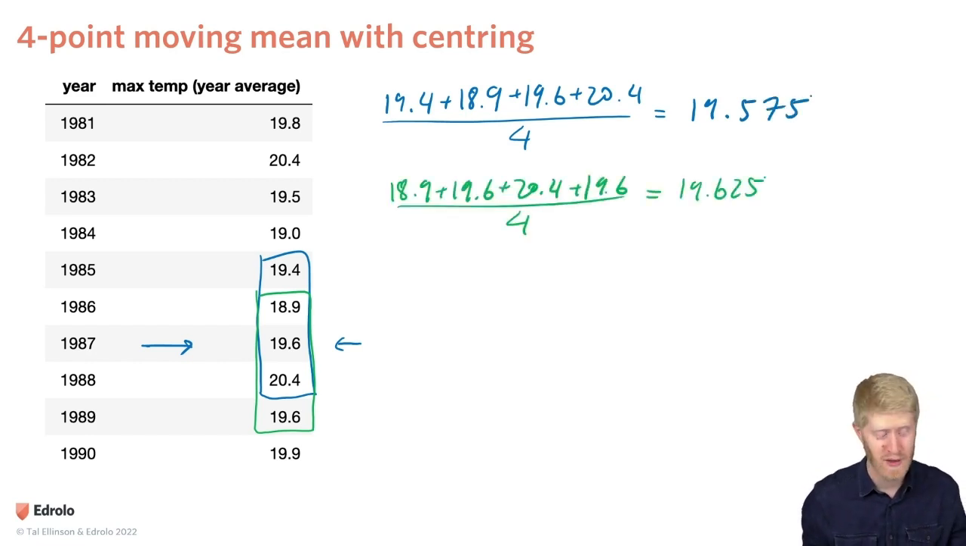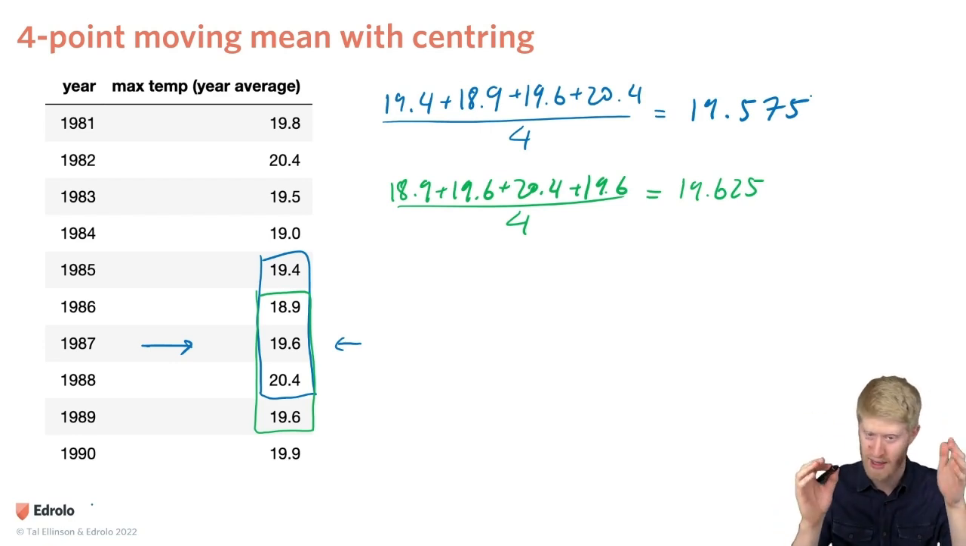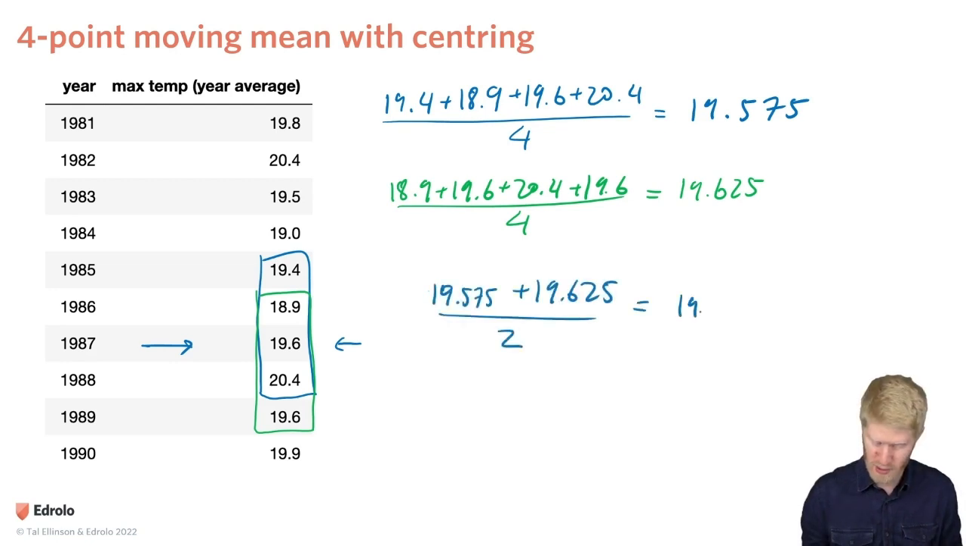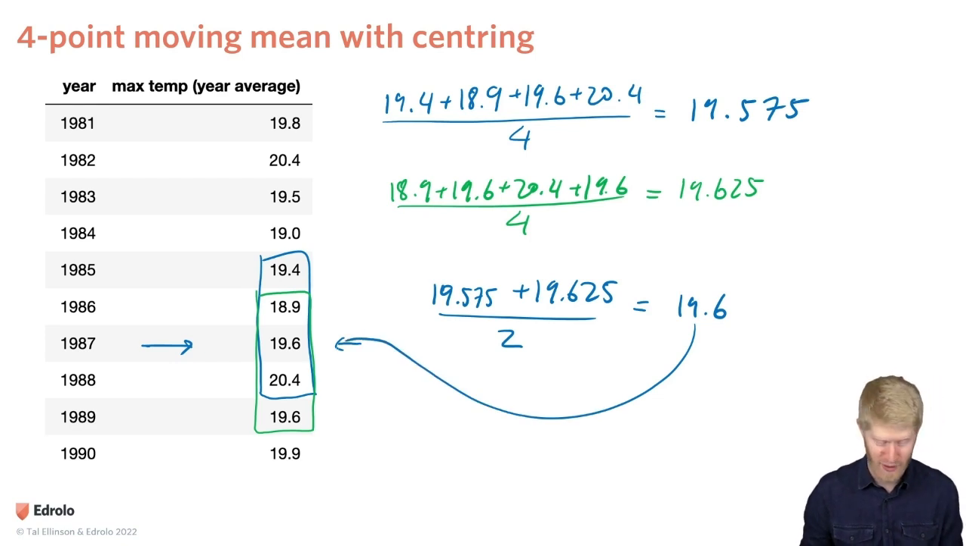19.575. And the average of the second set of data points gives us 19.625. Now, we know that the first average is biased a little bit earlier in the years, and the second average is biased a little bit later in the years. If we average both of those together, equals 19.6. And that's the number we would use to replace our data point for 1987. It happens to be that in this case, it's exactly the same as the original, but that's a pure coincidence.